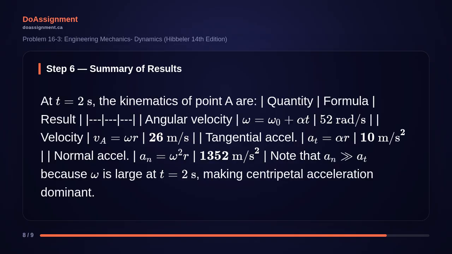To summarize, at t equals 2 seconds, the angular velocity of the disk is 52 radians per second. Point A has a speed of 26 meters per second. Its tangential acceleration component is 10 meters per second squared, and its normal acceleration component directed toward the center is 1,352 meters per second squared. The normal component vastly dominates because the angular velocity has grown large after 2 seconds of constant angular acceleration.